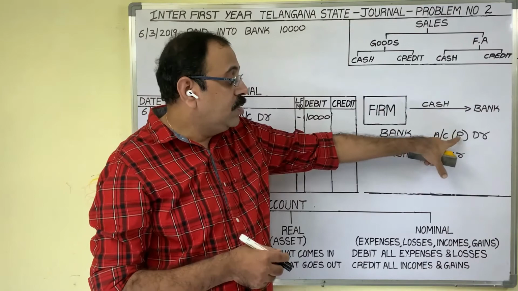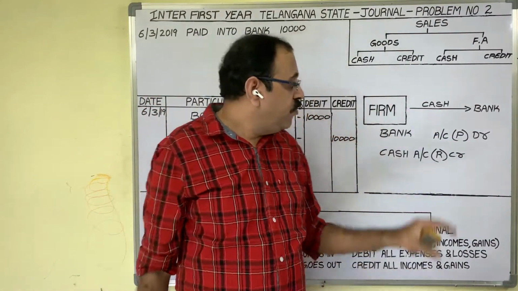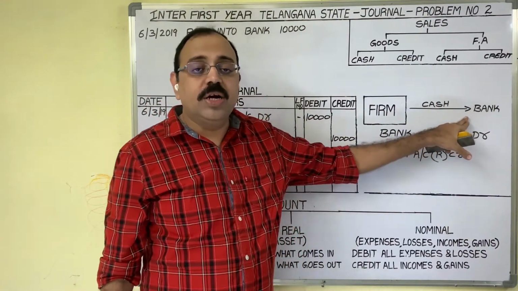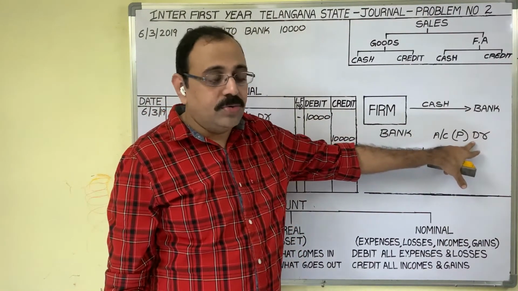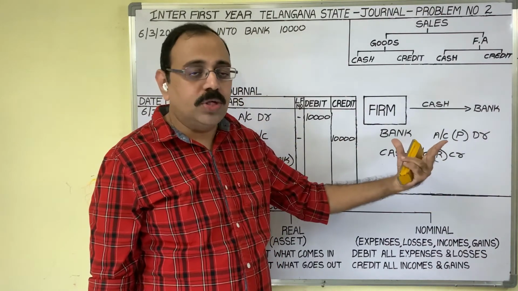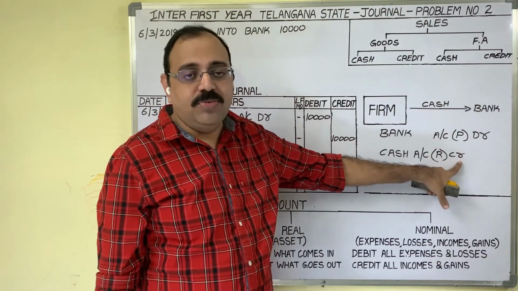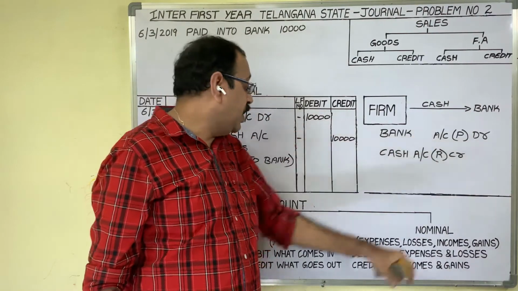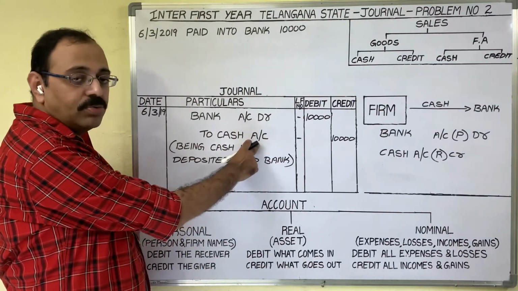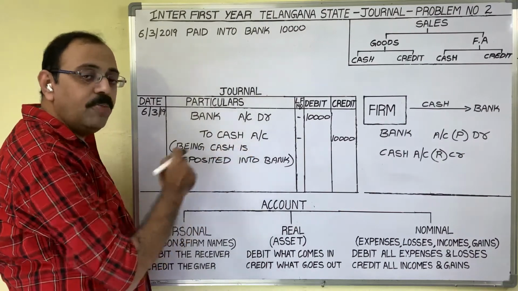Apply the rules. Personal account rule: debit the receiver, credit the giver. We are depositing cash into bank. Bank is a receiver. Debit bank account. Real account rule: debit what comes in, credit what goes out. Cash is going from the firm. Credit cash account. Then the final entry is bank account debit to cash account. Narration is cash is deposited into bank.